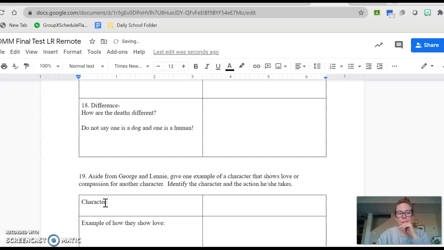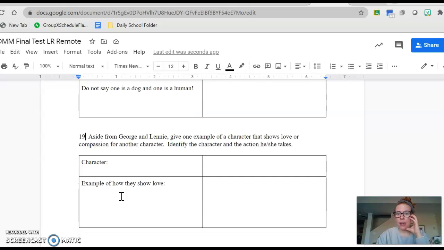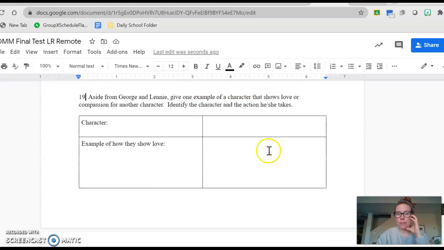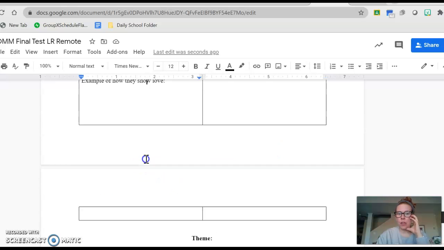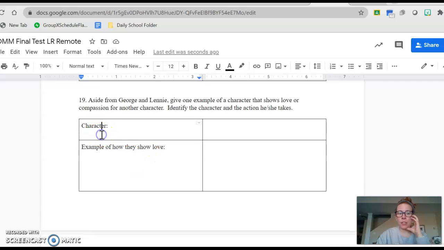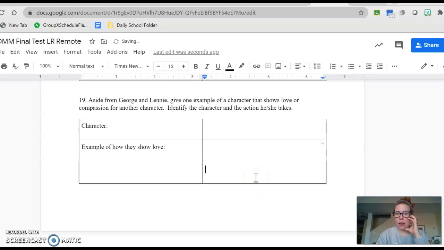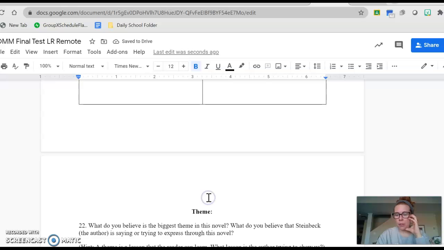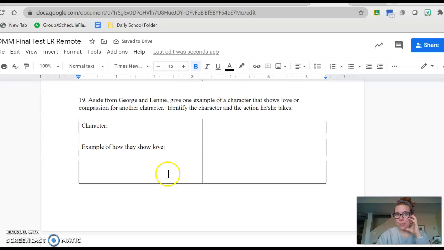Now, number 19. Aside from George and Lenny, you need to give one example of a character that shows love or compassion for another character. Identify the character and the action that he or she takes. All right? So, all you're doing, you guys, is giving one example of when another character in the book, other than George and Lenny, shows love at all. Okay? And then an example of how they're showing that love.